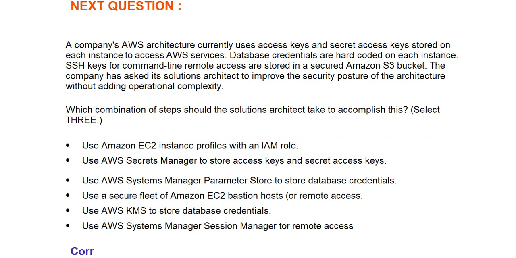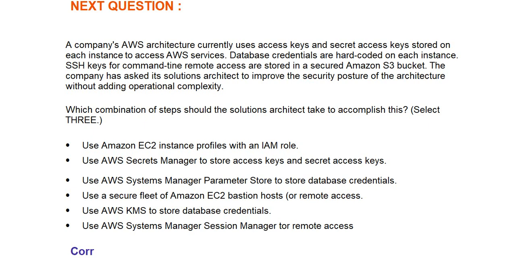Next question is, a company's AWS architecture currently uses access keys and secret access keys stored on each instance to access AWS services. Database credentials are hard-coded on each instance. SSH keys for remote access are stored in a secured Amazon S3 bucket. The company has asked its solutions architect to improve the security posture of the architecture without adding operational complexity. Which combination of steps should the solutions architect take to accomplish this?